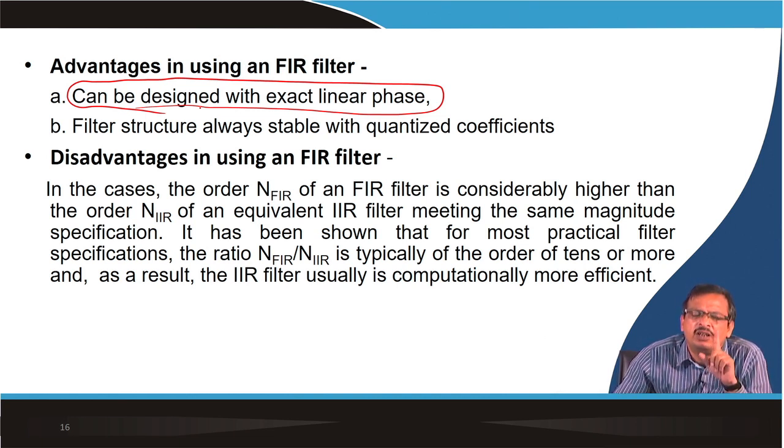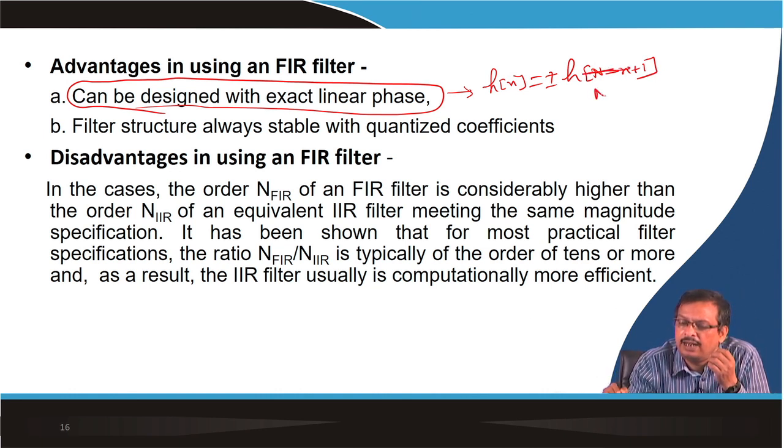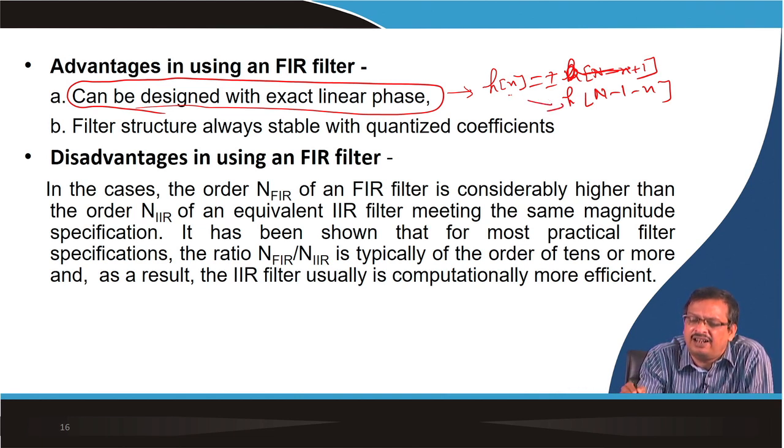So what is the condition for linear phase? Linear phase requires that H of n must be equal to plus or minus H of N minus 1 minus n, a symmetry or anti-symmetry of the filter function. So that is required for exactly linear phase.